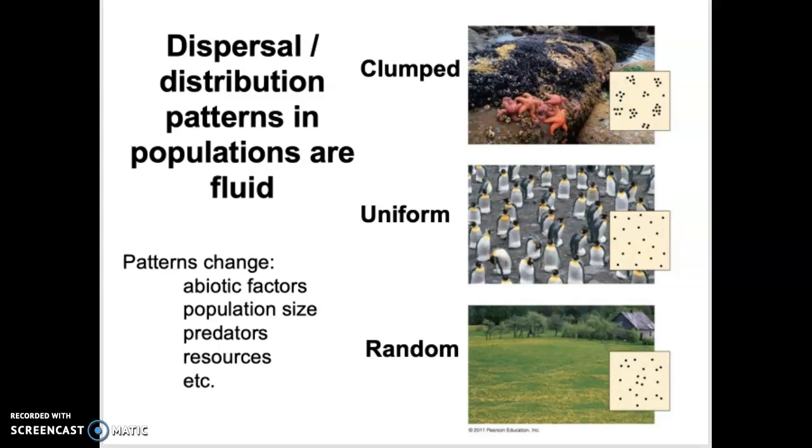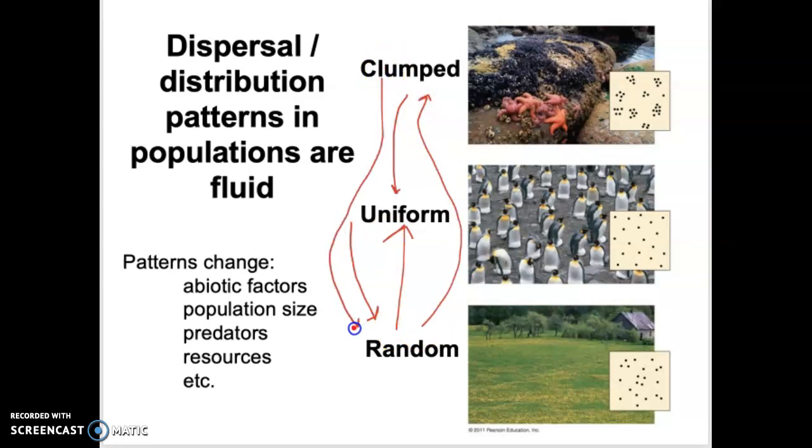So again, please remember, these are not fixed. There's constant movement between the different patterns, and there's no standard. It's not like clumped always goes to uniform and then down to random. It could go from clumped to uniform, back up to clumped, or clumped to uniform to random, back to uniform, back to random, back to clumped. There's no fixed prediction or fixed pattern of how these things will occur and how they change over time. It just depends on all those other factors with how these dispersal patterns shift and change over time.